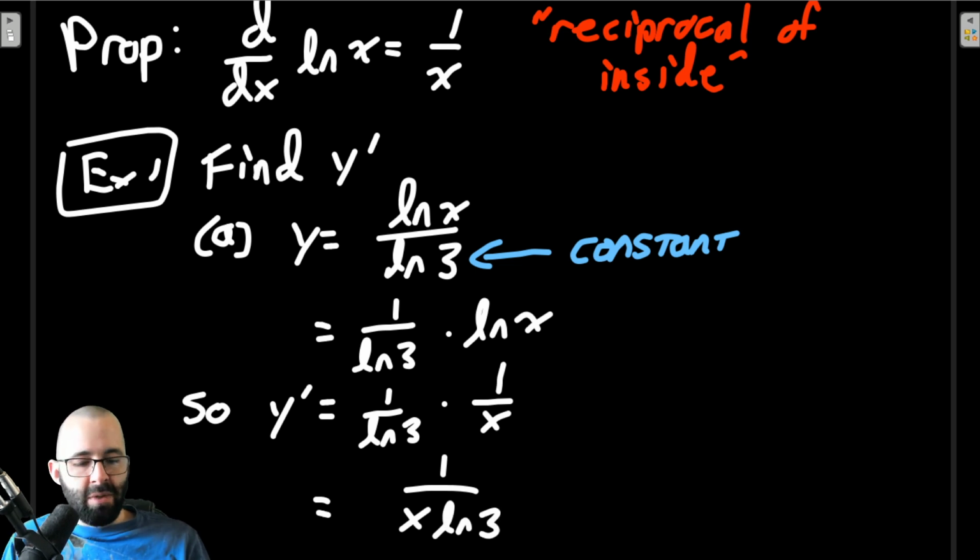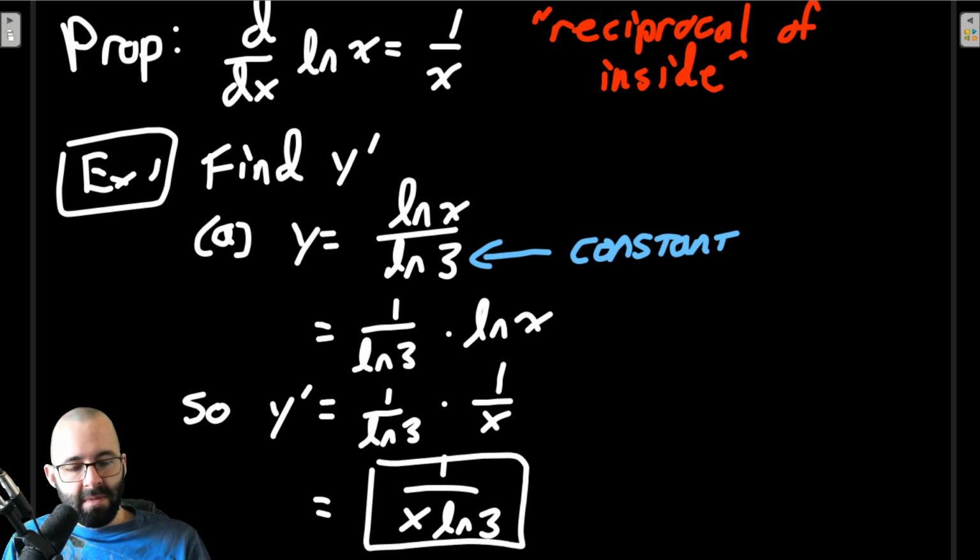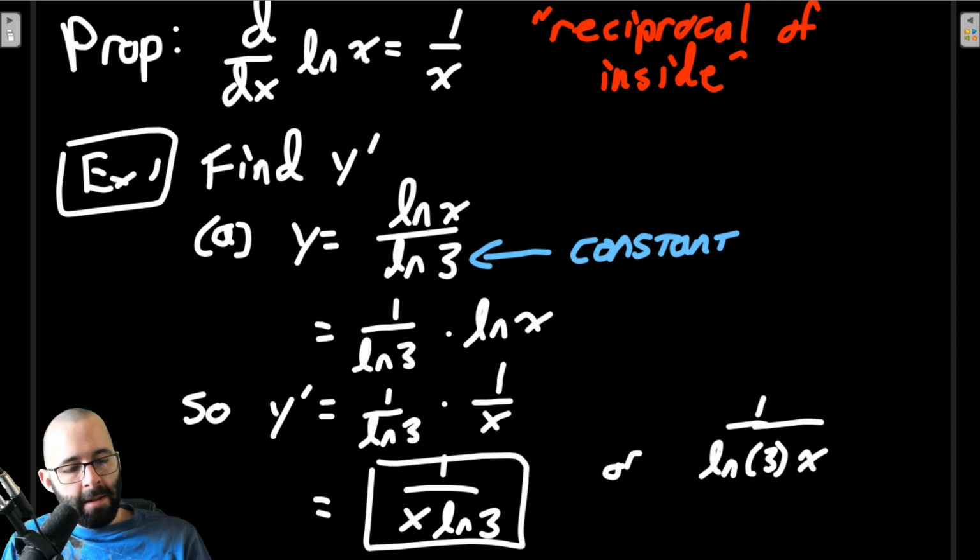Or you could write the natural log of 3 times x, but it looks a little weird that way. If you're going to write it in the other order, what you have to do is write x times the natural log of 3 like this. Either form is okay. Just be very careful that it's not just 3x. They're not both in the log. So the derivative of natural log is the reciprocal.